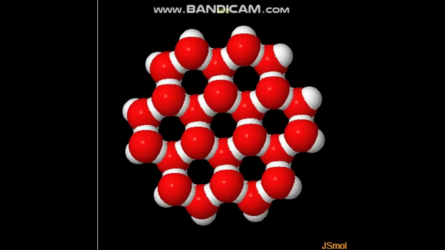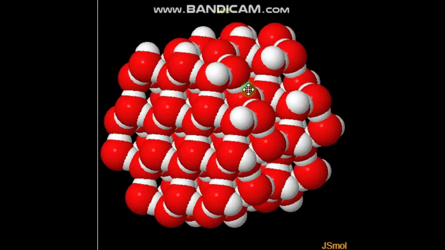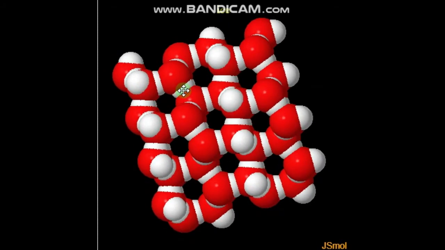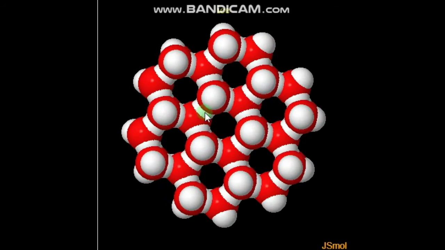If we switch to a space-filling representation like this, you can see that optimizing the hydrogen bonding, which is what the structure does, has this interesting effect that it leaves great big holes in the structure, which you can see here. And again, if we rotate it round, you can see there's a whole network of cavities in the structure. And that gives ice a lower density than you might expect for a solid, and of course that's one of its famous properties.